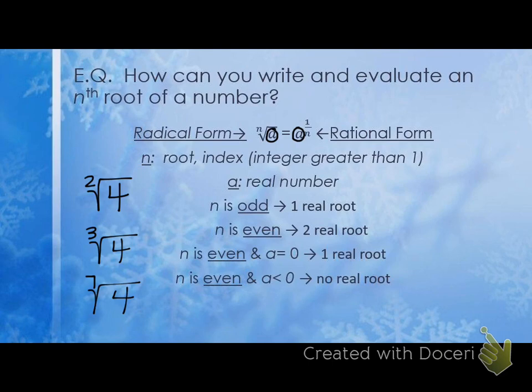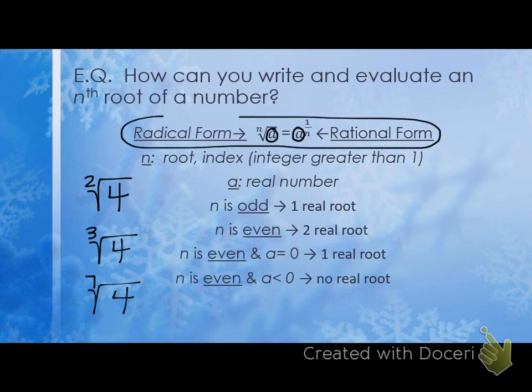And if your root is even but a is less than 0, now what numbers are less than 0? Negative. So if your root is even but your a value is negative, then you have no real root. You can't get an answer. So this is just a little reference sheet. The main place I want you guys to focus is right here.